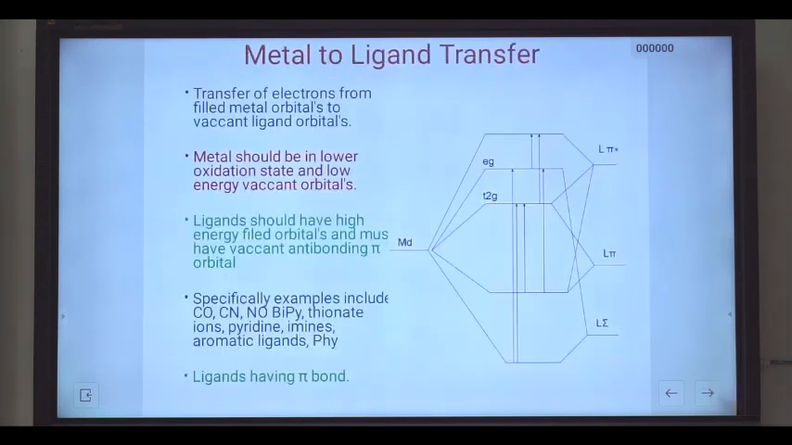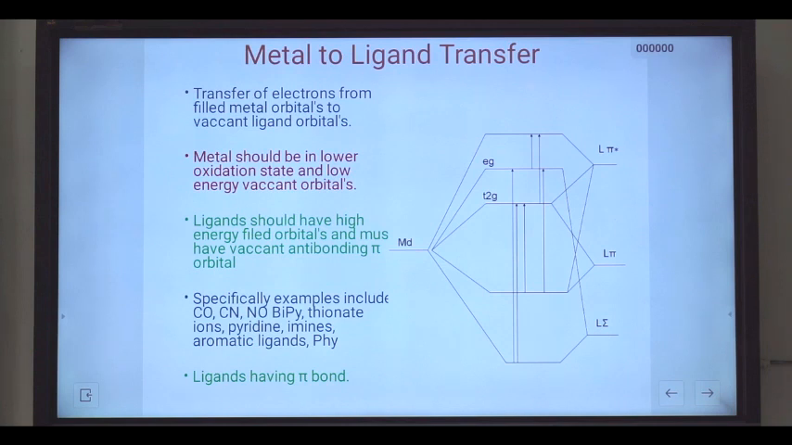So next is the metal to ligand charge transfer. Similarly, it is the transfer of electrons from the filled metal orbital. So here the metal orbital should be filled and the ligand orbital should be vacant, so that the transition takes place, or the transfer of electrons occurs, from filled metal orbitals to vacant ligand orbitals. And for the metal to ligand transfer to occur, the metal should be in the lower oxidation state, with a low energy vacant orbital.